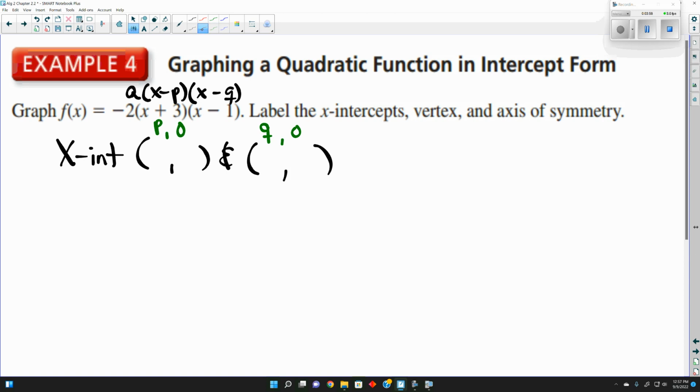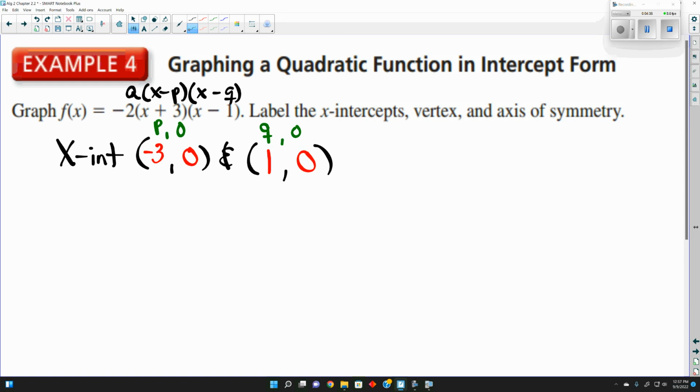So what's the value of p? Almost. Negative 3, because it's plus inside the parentheses. And the other value is going to be 0. What's the value of q? It would be positive because it is negative inside the parentheses. Any questions on this here so far?